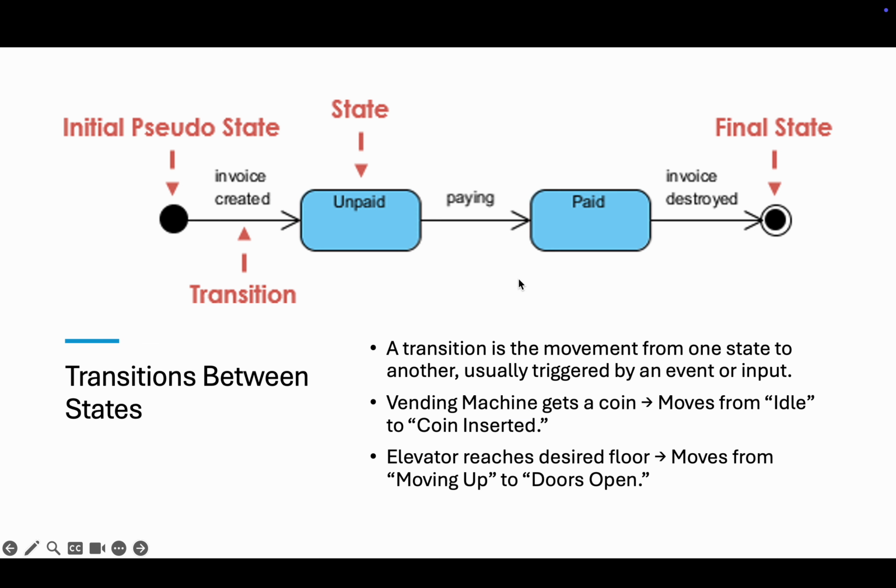Okay, so the transitions bring us from one state to another state. In the initial pseudo state, we begin and we transition into the first state. Typically, that's when the system starts, is powered on, is activated, is run, is reset, whatever that looks like for that system. A transition is the movement from one state to another, and it's usually triggered by some kind of event or input. So a user event or input from a sensor or a timer. So the vending machine gets payment, so it moves from idle to payment received, or in this case, the coin. The elevator reaches a desired floor, so it moves from moving up to opening the doors. These are the transitions.